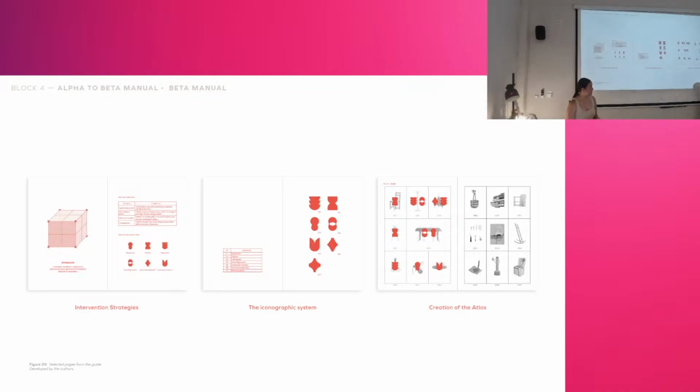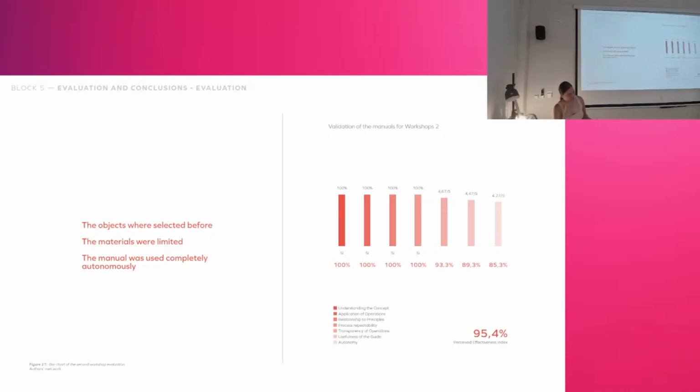After reformulating the manual, we carried out the second workshop. In this case, the variables were more limited. The objects were selected beforehand, the materials were limited, and the manual was used completely autonomously. The results were positive. We reached 95.4% of perceptive effectiveness.